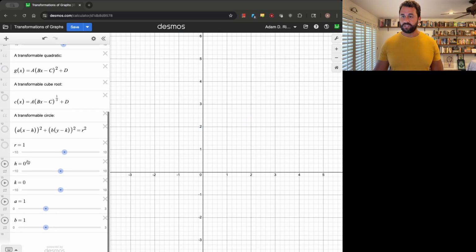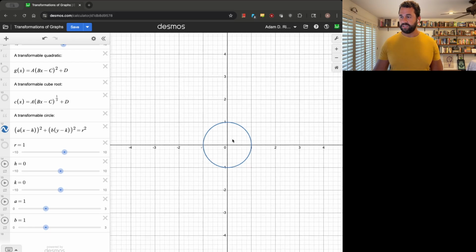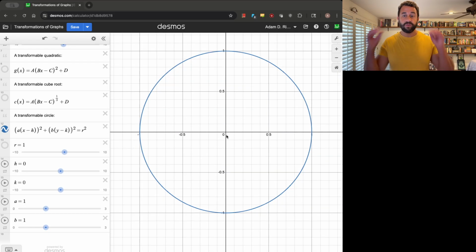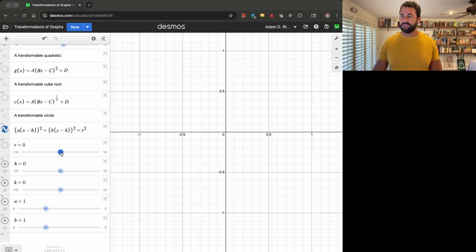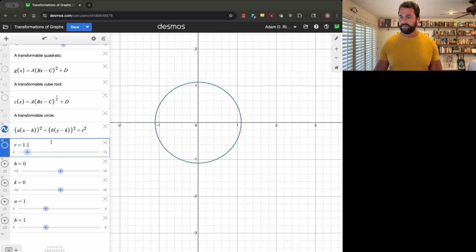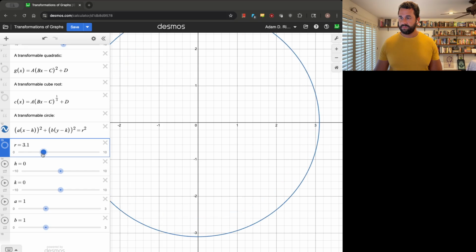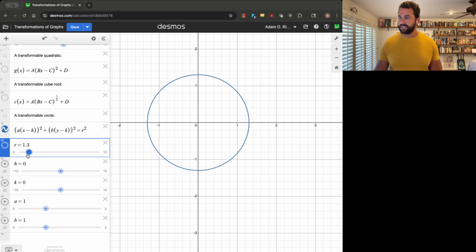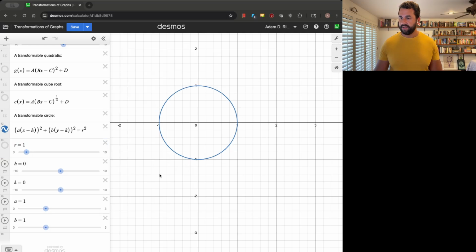Next one I wanted to look at is the circle. Here we go. So this is the good old circle of radius 1, the unit circle. Sorry about that. If I change the radius, whoa, sorry. Should keep the radius positive though. Let's make radius between 0 and 10. We'll make the step 0.1. All right, here we go. There we go. Changing the radius. Now I want to set this back to 1 for a sec.